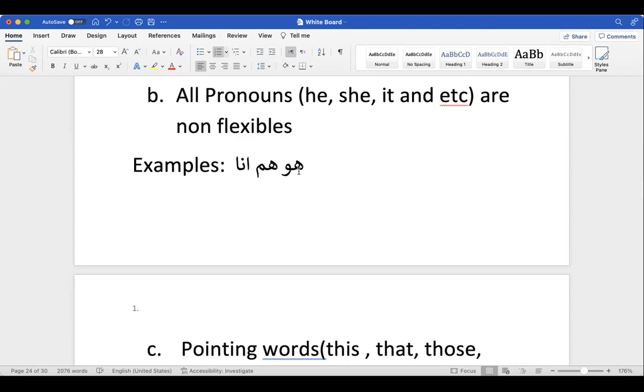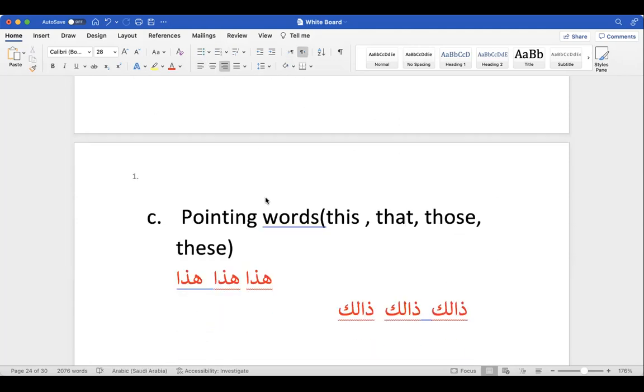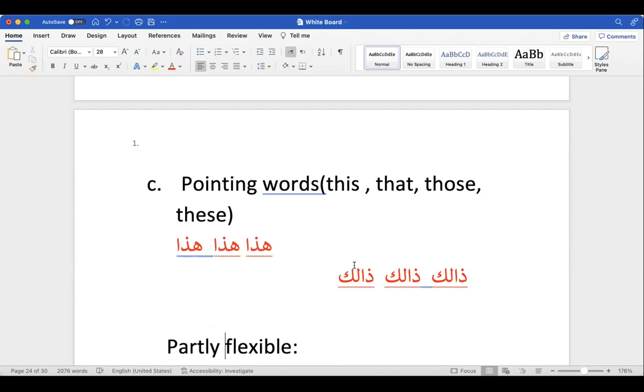Whether it's an independent or attached pronoun, they don't show any kind of ending sound, like un and in or o, a, e sound, in any case. Then we have seen the pointing words like haza, zalika. Again, this pointing words is a big concept: ismul ishara, musharan ilay.